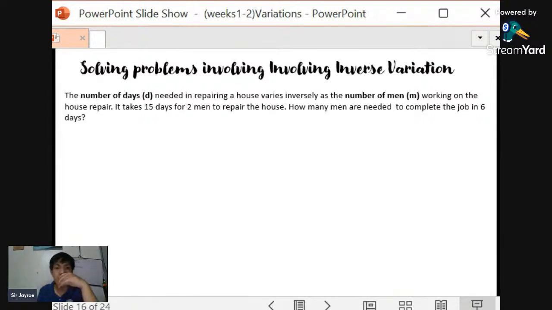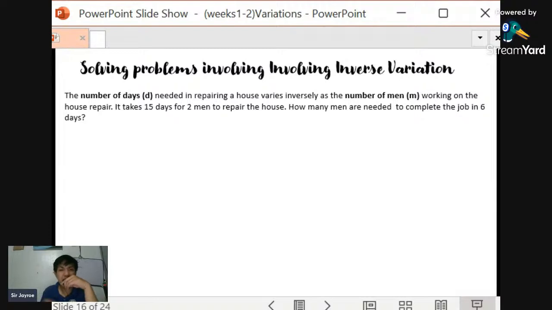Okay, now. So this is an inverse variation. So kindly show me the equation. So ano pong equation ang mabubuo natin dito? Before asking for the two statements. Ano equation dito? Okay, D is equal to K over M. Kasi nga, the number of days, D, varies inversely as the number of men, M.